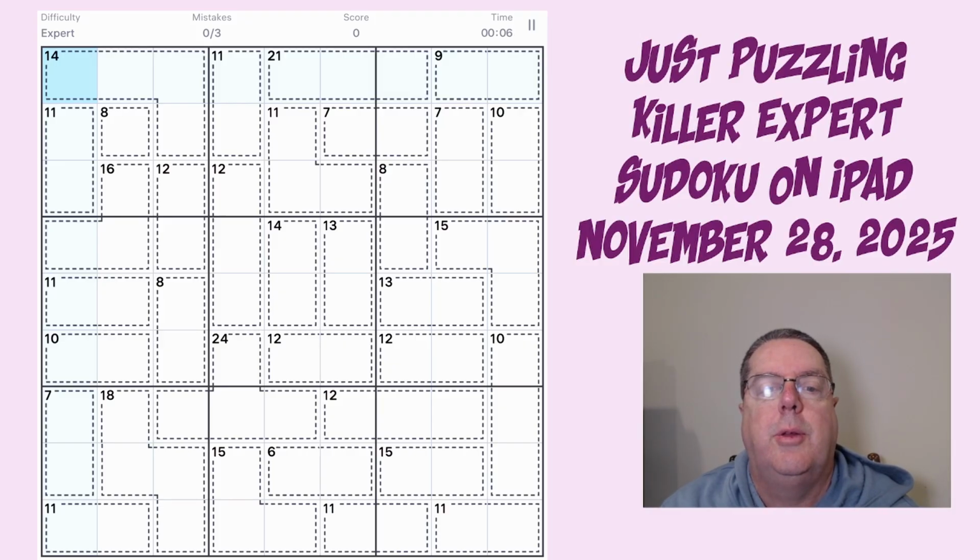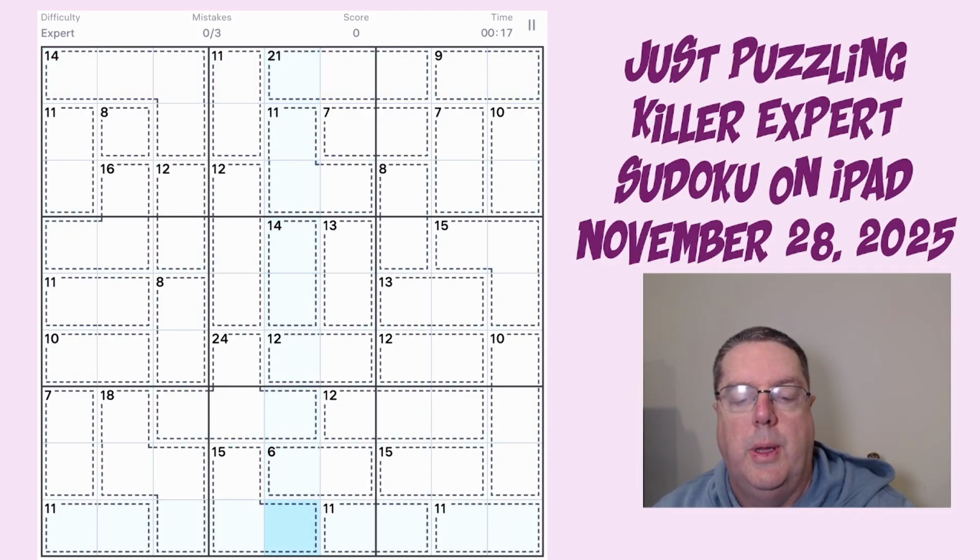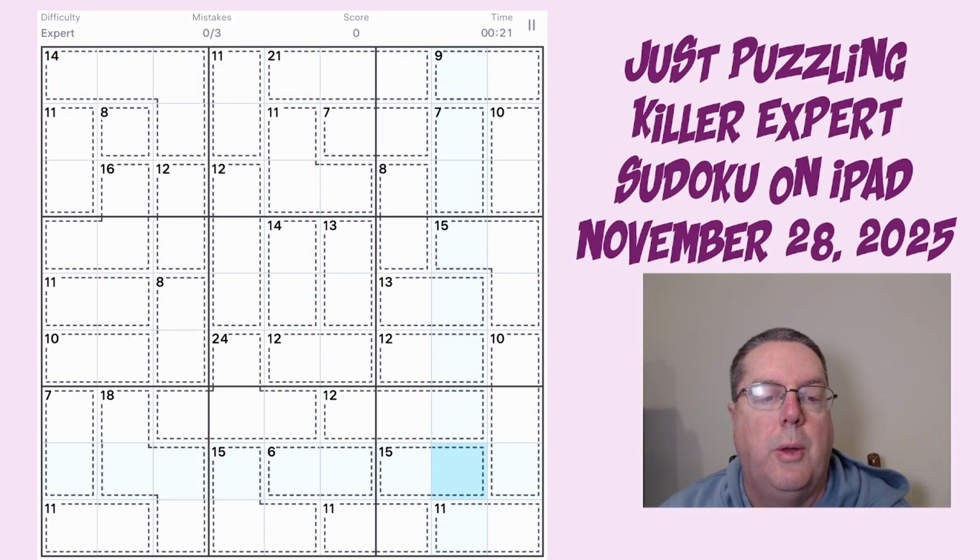Thank you for joining me in this Killer Sudoku on my iPad. I'll go through the rules of Sudoku, how Killer Sudoku cages work, and then we'll get into the puzzle. There are 9 rows, 9 columns, and 9 boxes. In each of the rows, columns, and boxes, we need the unique numbers 1 through 9.